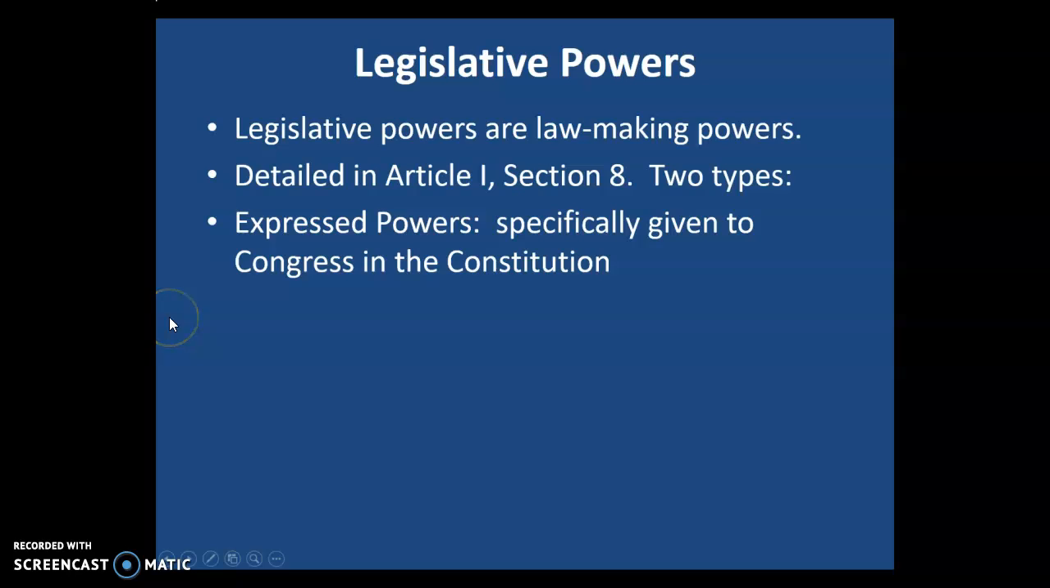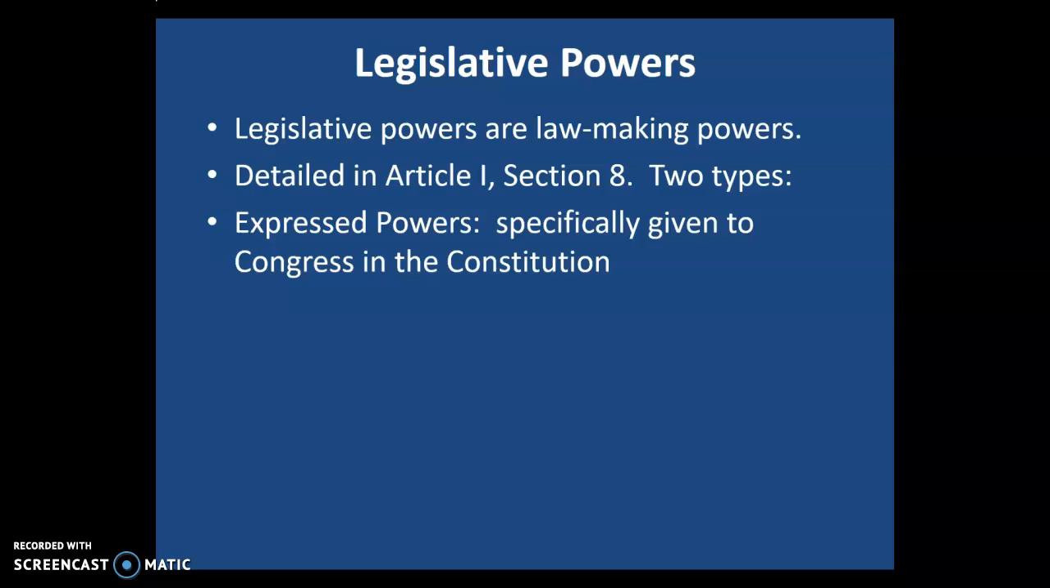First of all, there are express powers. These are the powers that Congress or the government is specifically given in the Constitution. Some examples of express powers would be to levy taxes, to maintain a post office, and to establish uniform weights and measures, meaning are we going to use pounds or kilograms? Miles or kilometers? Those are weights and measures.